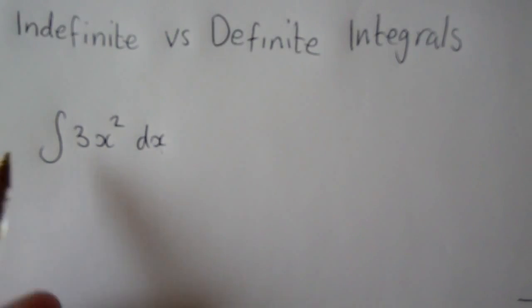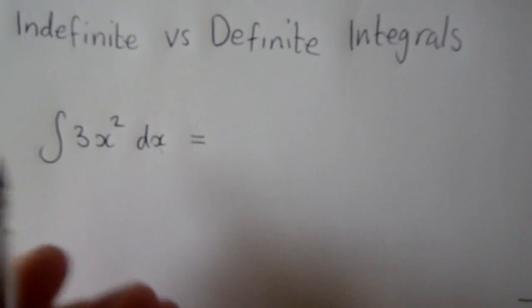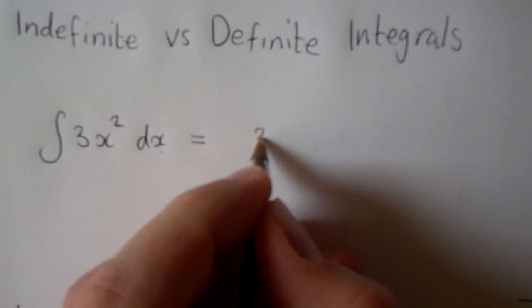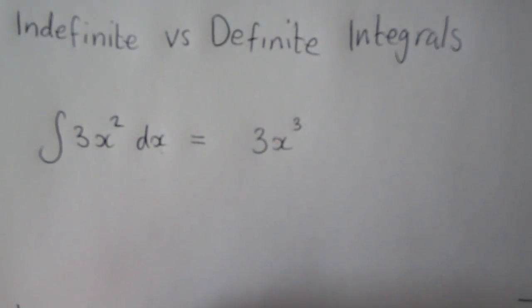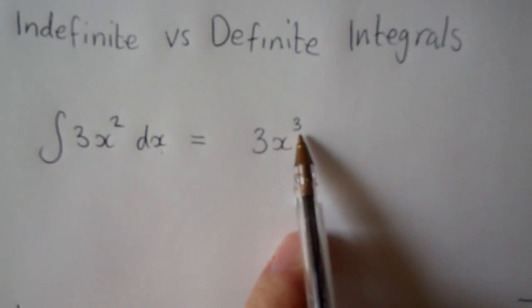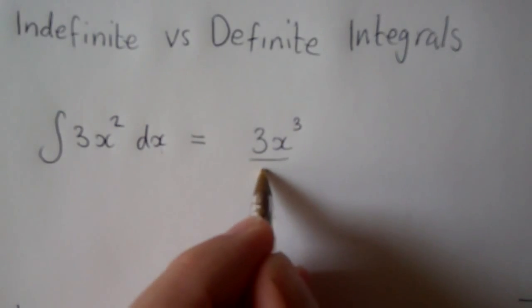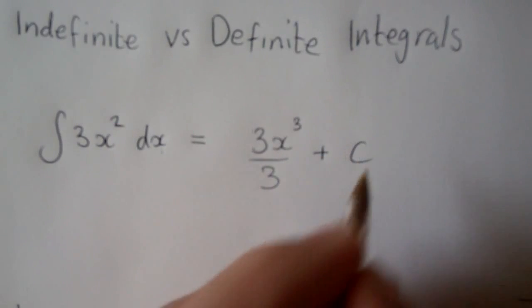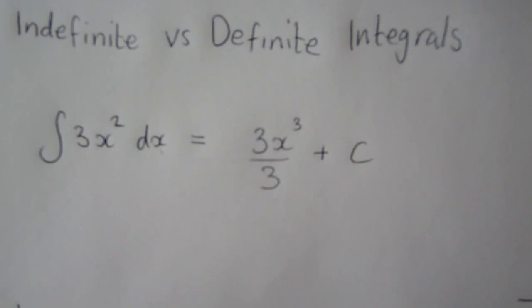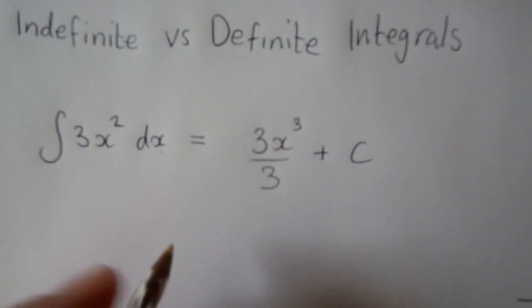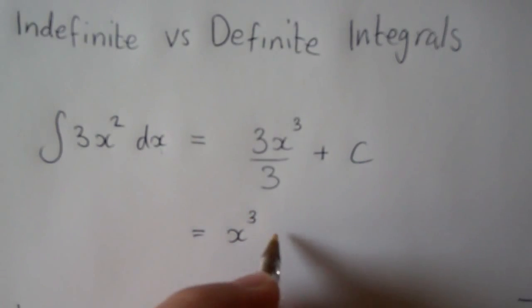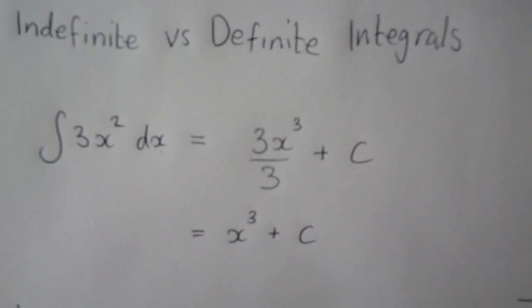And you remember the simple rule here: all we do is add 1 to this power, so 2 goes to a 3, so we've got 3x to the 3, and then this new power we now divide by, so we divide by 3. And then one more thing to remember is we have to add a plus c. So that simplifies to become x to the 3 plus c.